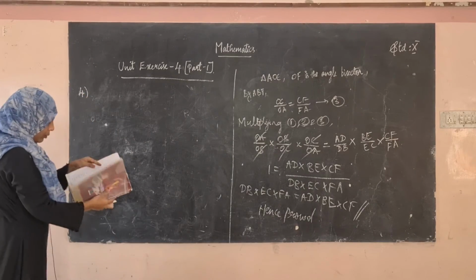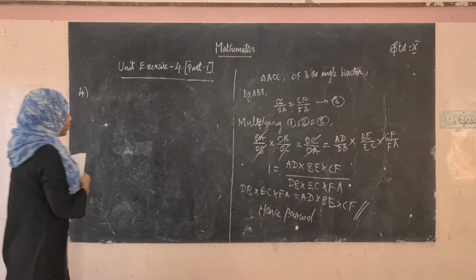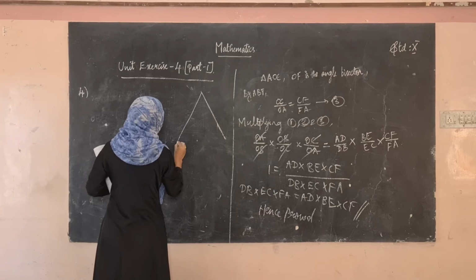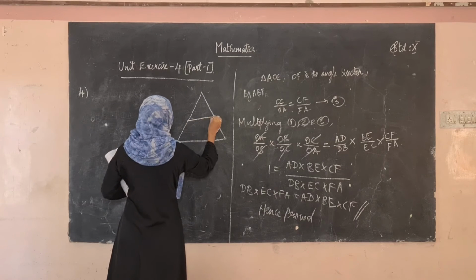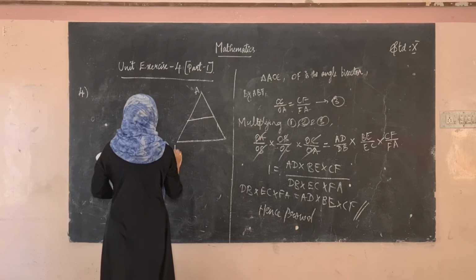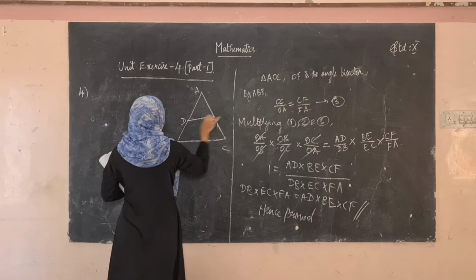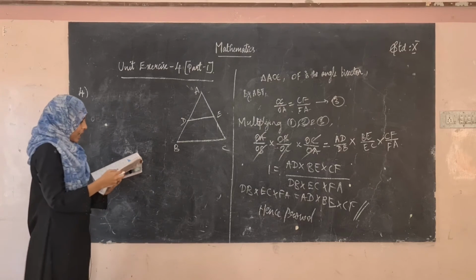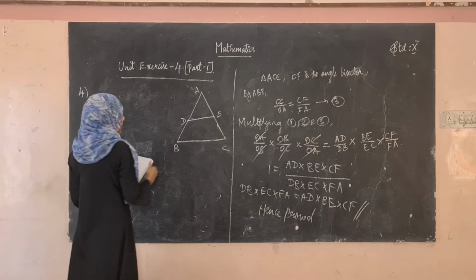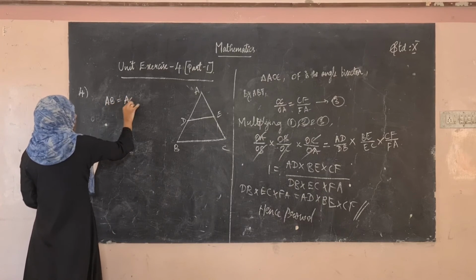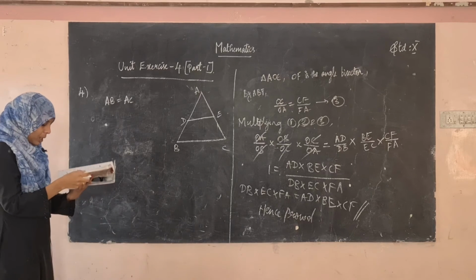The fourth sum given here. So they have given a triangle here. A, B, C, and this is D and this is E. Okay, so in the figure, ABC is a triangle in which AB is equal to AC. So the condition given is AB is equal to AC.